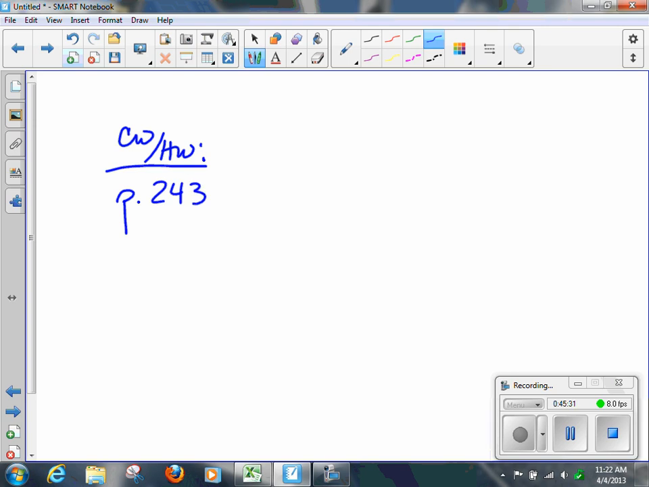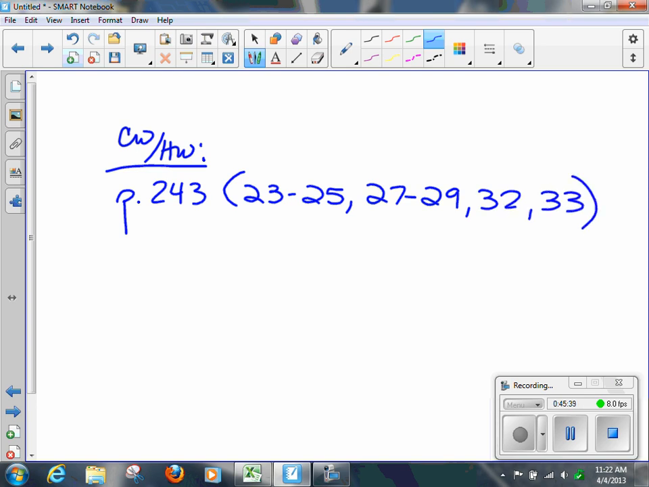Page 243. 23 through 25, 27 through 29, 32 and 33. Folks, on number 32, be mindful that that problem has sine of negative x. What are you going to do with that negative? Just move it to the front. That's just like what you saw yesterday. Just take that negative sign and move it to the front. When you see it, you'll know what to do, okay? Working on this now.